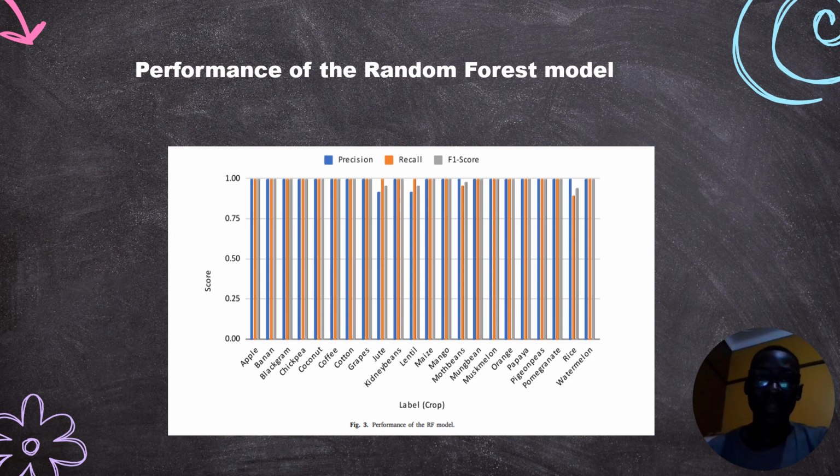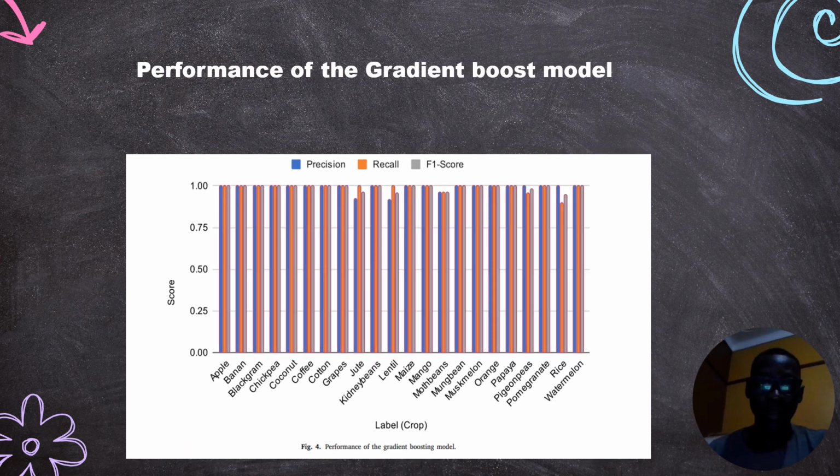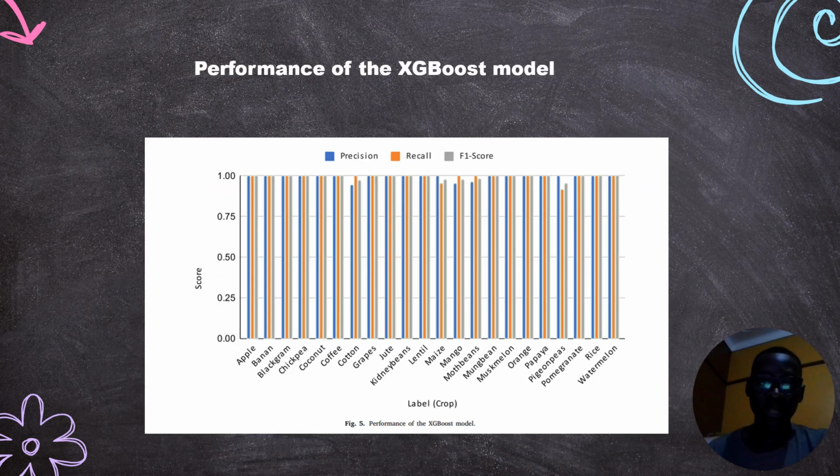So if we look at the performance of the three metrics, yes, this is a random forest model. If you look at the score plotted against the crop, there are different crops that we are looking at. So this is how it is visually. This is the output. If you can look at it closely, then we can continue and look at the gradient boost model as well. Still its score against the different crop types.